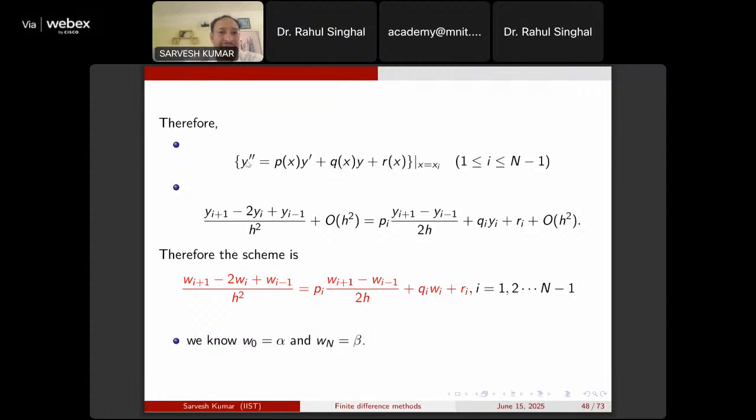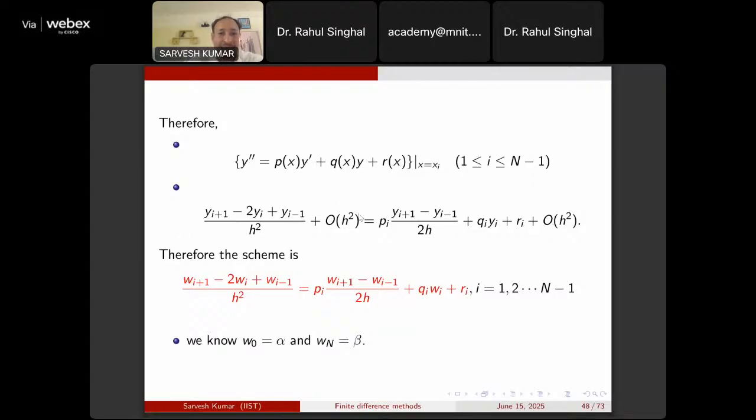So y double dash is replaced by this, and y dash is replaced by this. We can't replace it by yi plus 1 minus yi over h because we lose the order. To make it order h square, that's why we have to use the central difference. So finally, we have order h square.